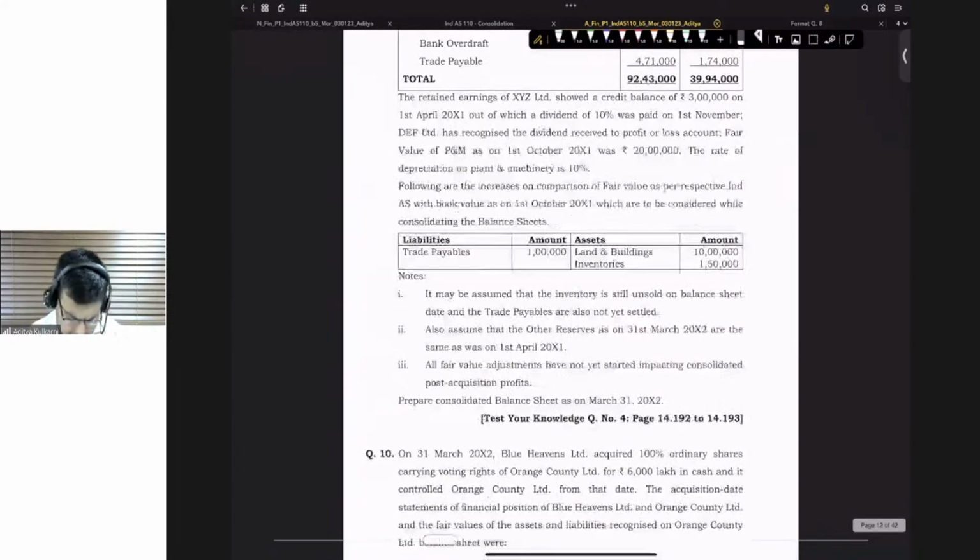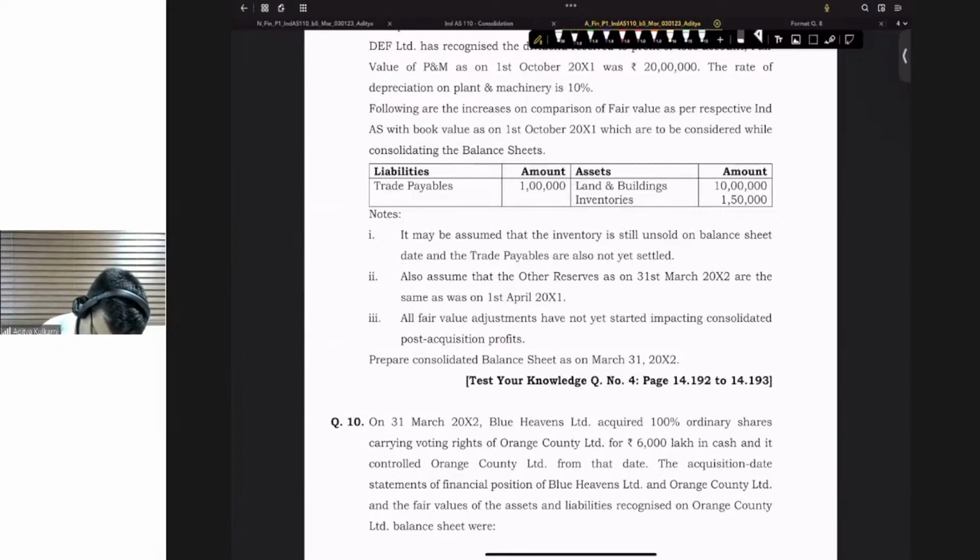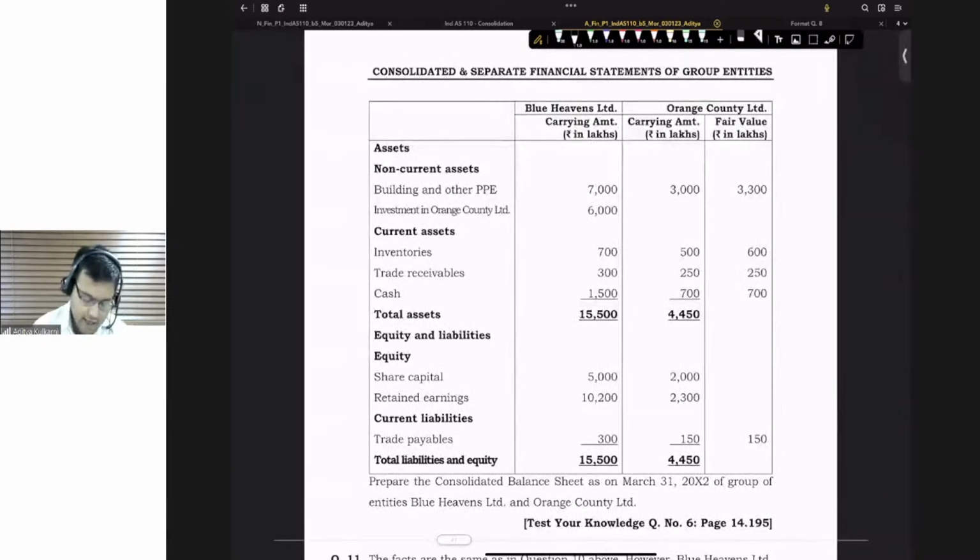Okay, all right. On 31st March 20x2, Blue Heavens acquired 100% ordinary shares carrying voting rights of Orange County Limited for rupees 6,000 lakhs in cash, and it controlled Orange County Limited from that date. The acquisition date statements of financial position of Blue Heavens and Orange County, and the fair value of the assets and liabilities recognized on Orange County Limited's balance sheet were, you are having building with a carrying amount of 7,000 for Blue Heavens, for Orange County 3,000, fair value 3,300. Investment in Orange County Limited 6,000. Inventory 700. For Orange County it is 500, fair value 600. Trade receivables 300, 250 with a fair value 250. Cash is 1,500 and 700.